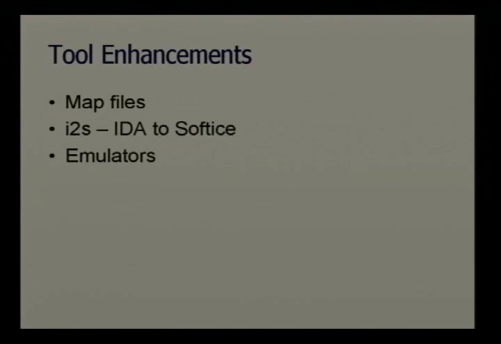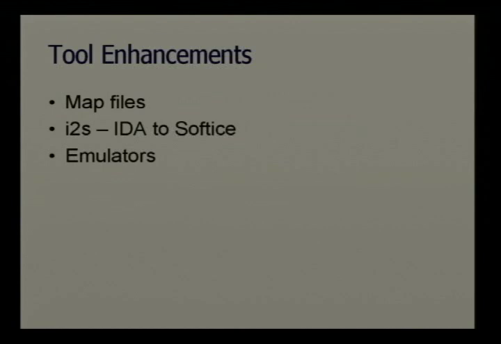Another thing along these lines is I2S. It's a really cool plugin for IDA. It takes your IDA database and dumps it to NMS format files, which is what SoftICE uses for its symbols. And you run that, then you load the resulting NMS into SoftICE, and you have all your symbols. Another tool enhancement are emulators.